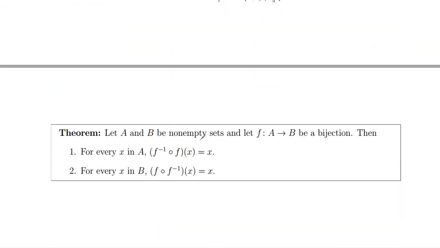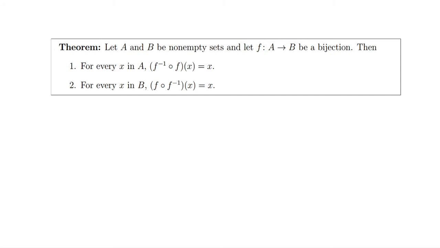In general, that's actually a theorem, right? So if you have A and B non-empty sets and you have a bijection, then if you do this composition, f inverse of f of x, you'll just get back x. And same thing in the other order. So this makes sense of the idea of the inverse effectively undoing what f does. You can think of this as if you compose an inverse with the original function, they get annihilated, and you just get back the original input. So nothing changes.